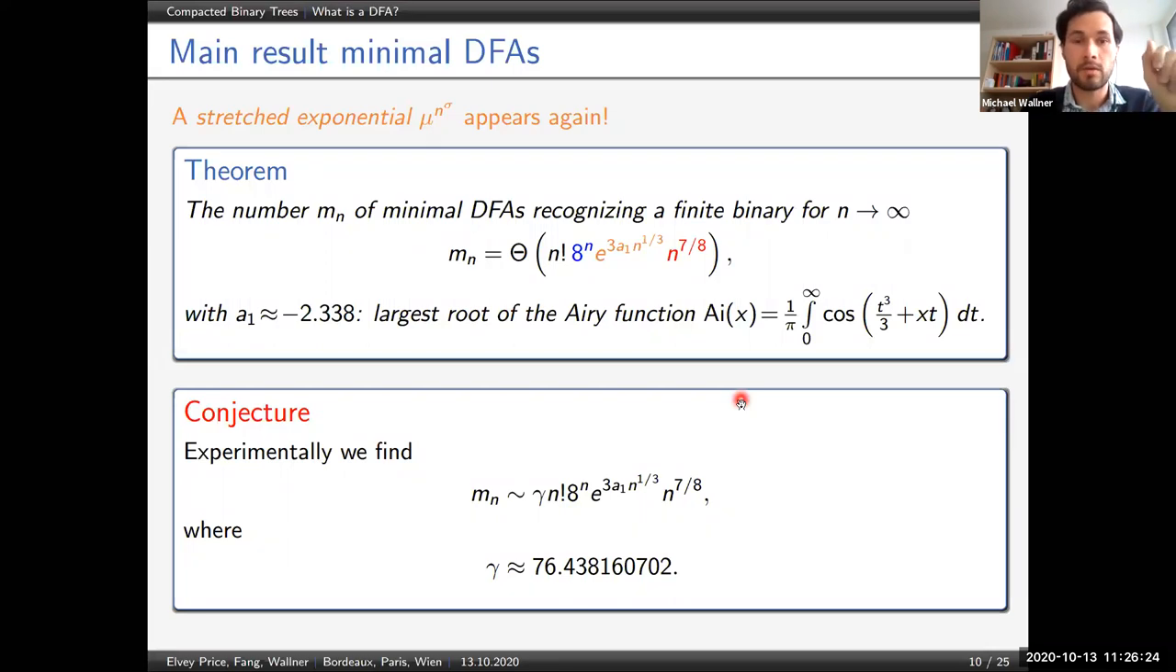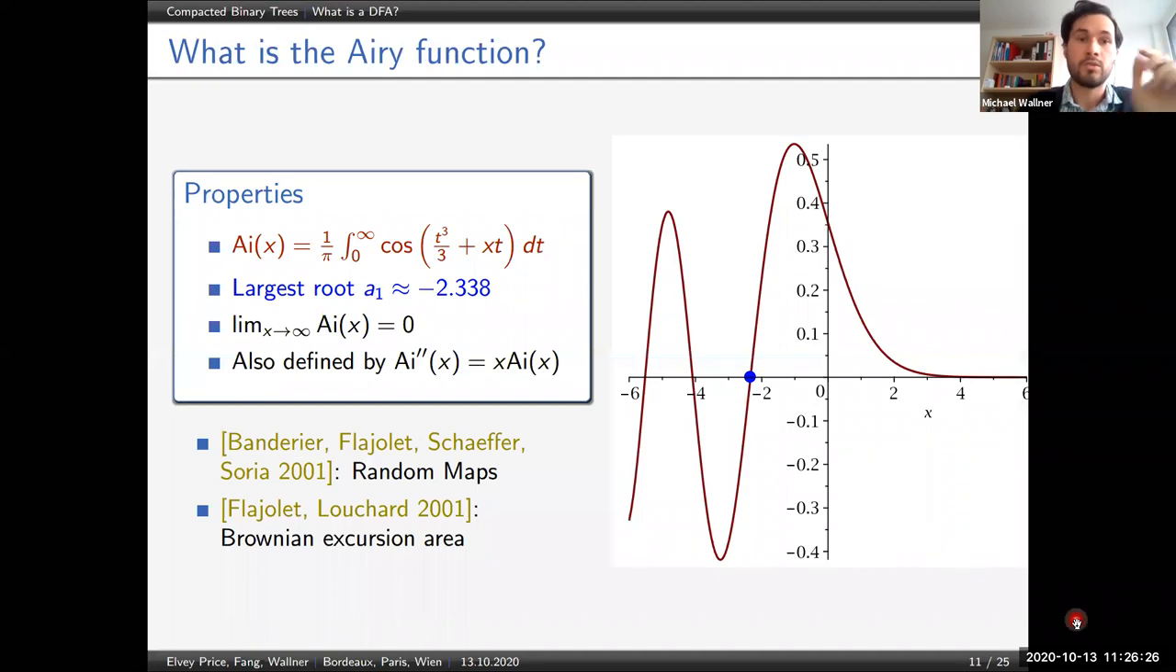And now let's go a bit into the detail. So what is the Airy function? Why does it appear and what's it doing here? The Airy function is a very classical function in physics, theoretical physics, but also of course in mathematics. It has an integral representation like that. But what I prefer, and what we will see, is that it's defined by a differential equation. So the Airy function satisfies this differential equation.